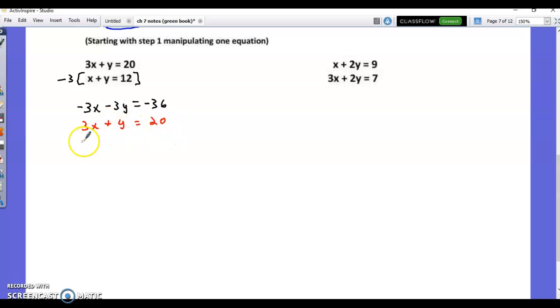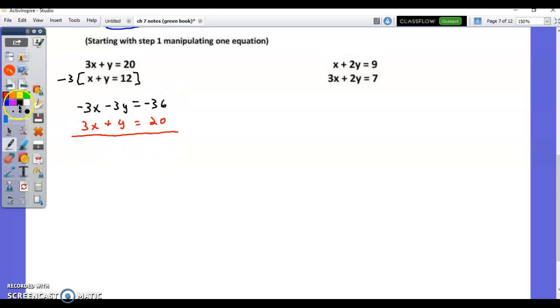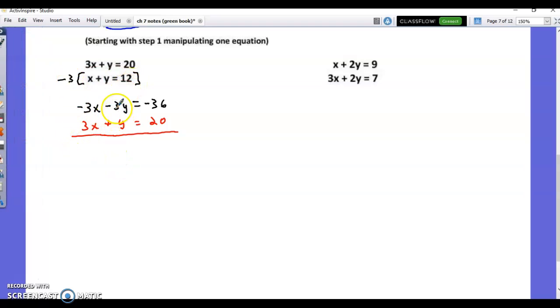Now I go ahead and I can combine these terms, right? So if I combine a negative 3x and a 3x, that's 0. That was the whole point of doing that. Negative 3y plus 1y, so negative 3 plus 1 is negative 2y, equals, and then negative 36 plus 20, and again, use your calculators on these. So negative 36 plus 20 is going to be negative 16. And my last step is to divide by negative 2 on both sides, so I get y by itself. Y equals negative 16 divided by negative 2 is positive 8.